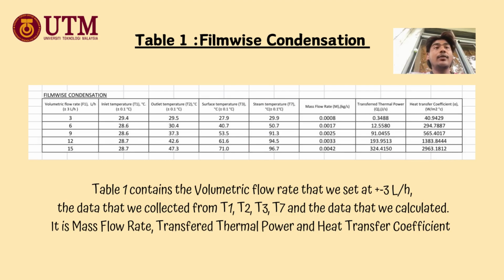For the first part, we have Table 1, film-wise condensation. This is the table of the film-wise condensation, and we label it as Table 1. Table 1 contains the volumetric flow rate that we set at plus or minus 3 liters per hour, the data that we collected from T1, T2, T3, T7, and the data that we calculated: the mass flow rate, transferred thermal power, and heat transfer coefficient.